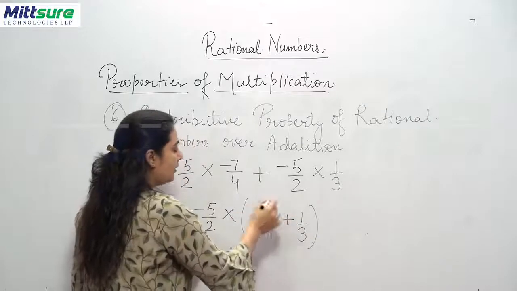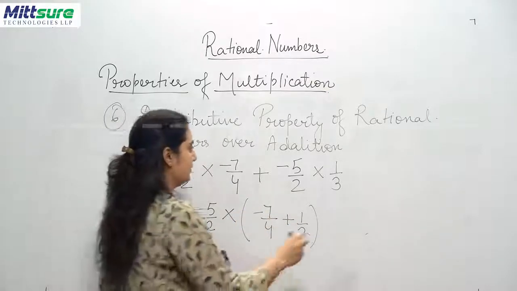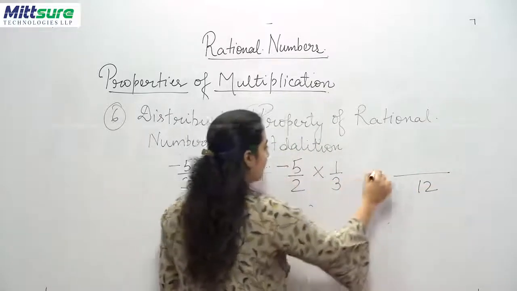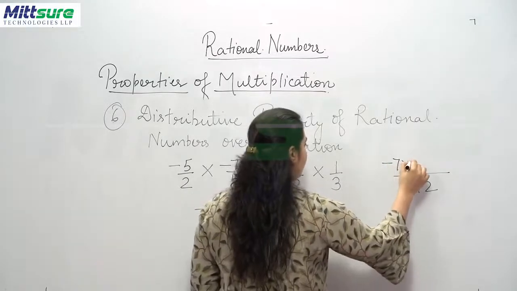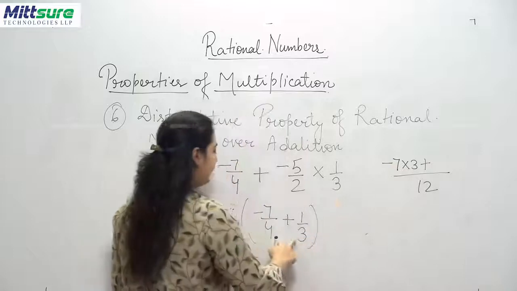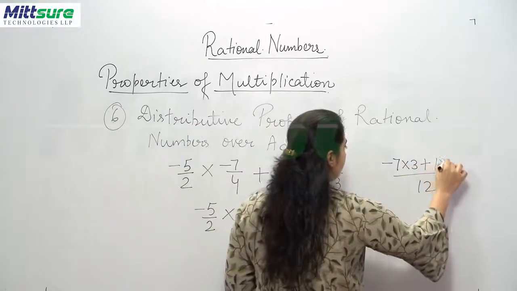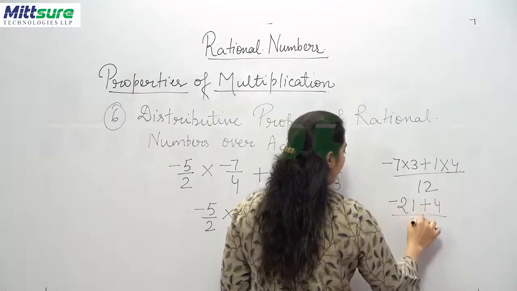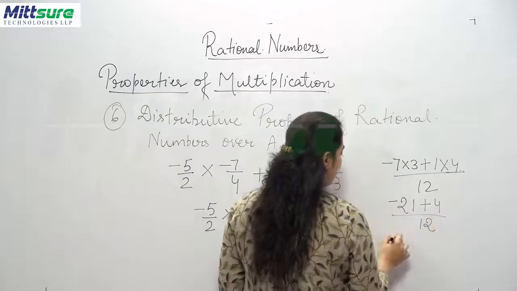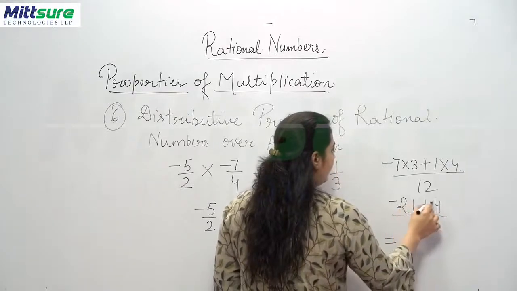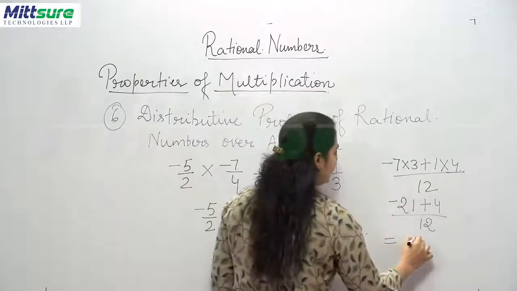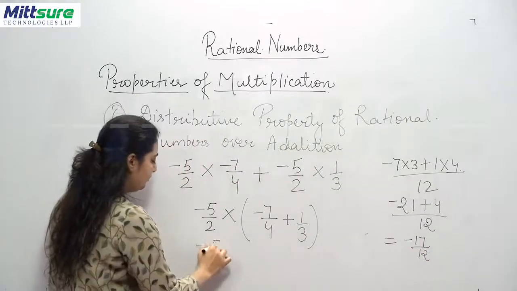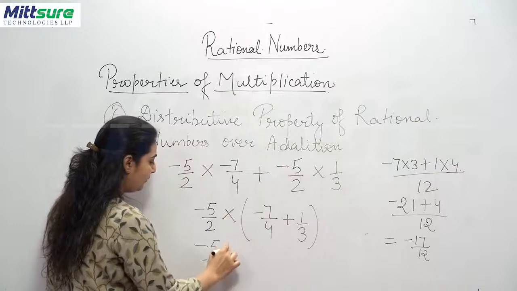Because this is an addition, we are supposed to take the LCM first. So I am solving the bracket here. 12 is the LCM. Make a change to the numerator, so it will be multiplied by 3 and here multiplied by 4. So minus 21 plus 4 upon 12. What did you get as the result? Minus 21 plus 4 will give you minus 17 upon 12. Clear? Now put minus 17 upon 12 here.